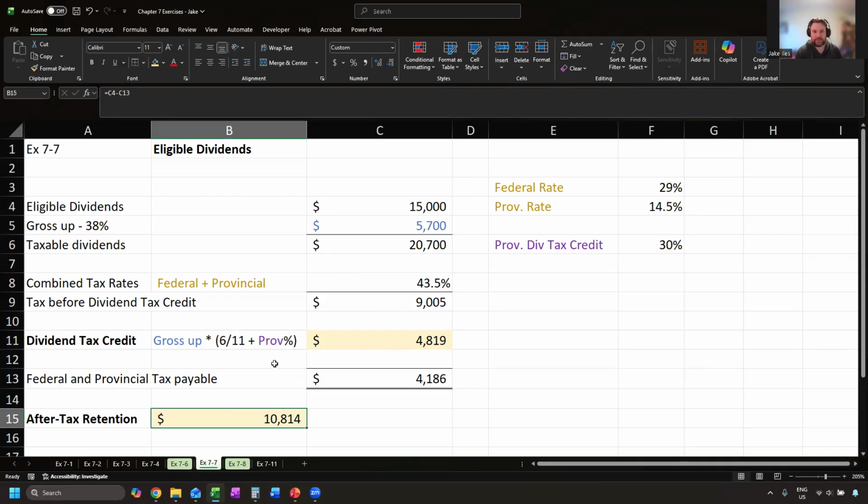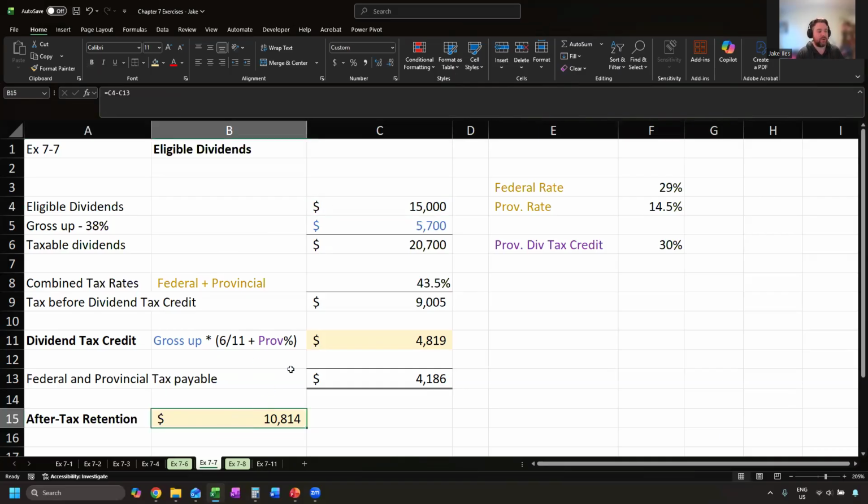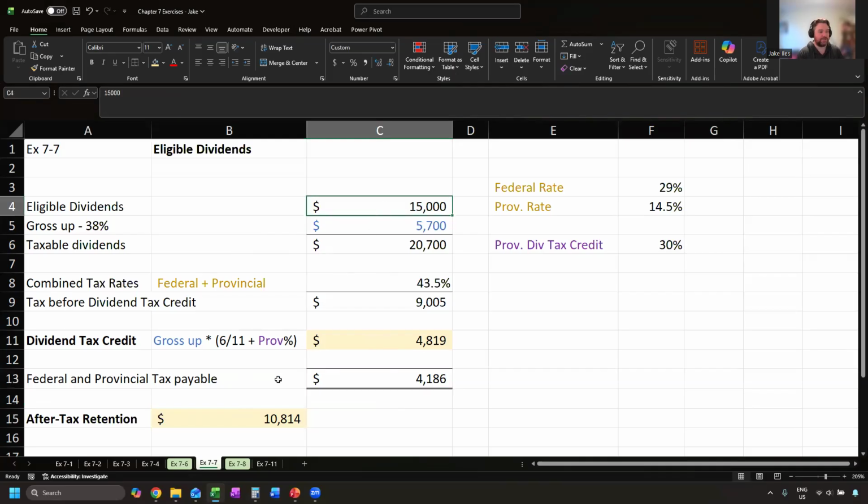When you do this question on the quiz, they might ask you what is the dividend tax credit. So you need to figure out how much is being subtracted from taxes. Or they might ask you what is the after-tax retention? How much money do they get to keep from their dividend? And for that, you'd want to go all the way to the end, find out the taxes payable, subtract it from what was received.